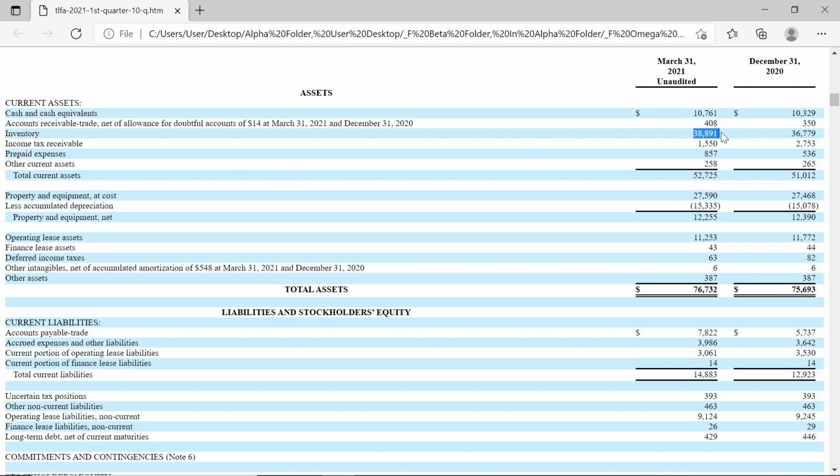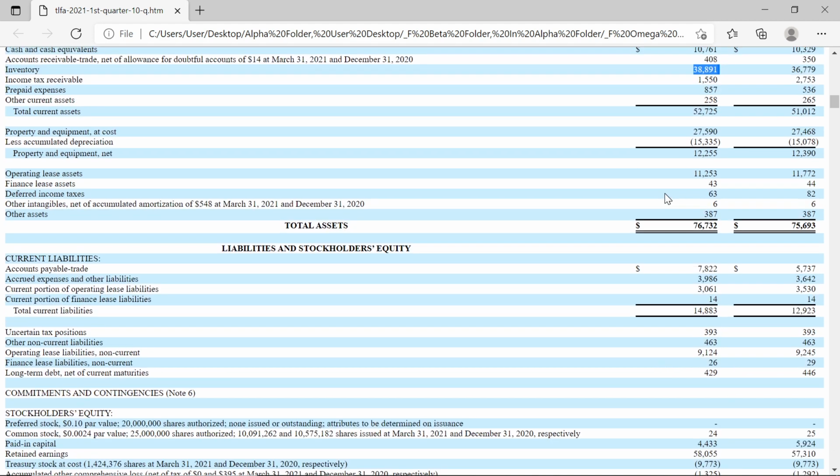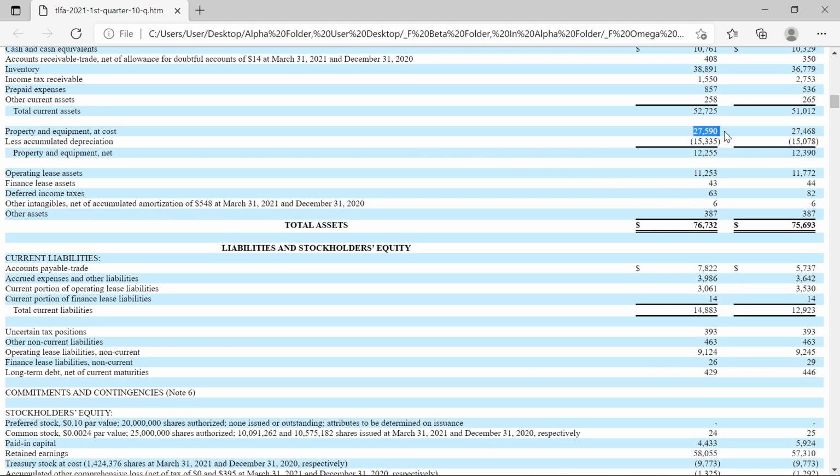The bank account is fat, the inventory has a lot of investment, and they have property, plant, and equipment of 27 million less depreciation. So that's money they've invested in stuff like their warehouse, and that's how the assets add up altogether.